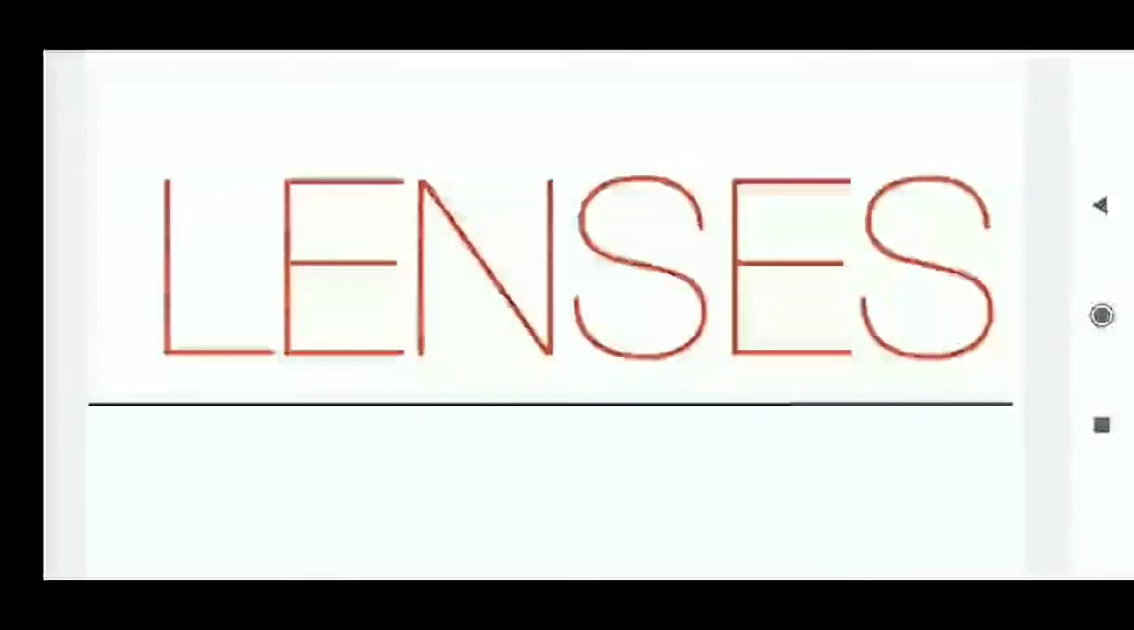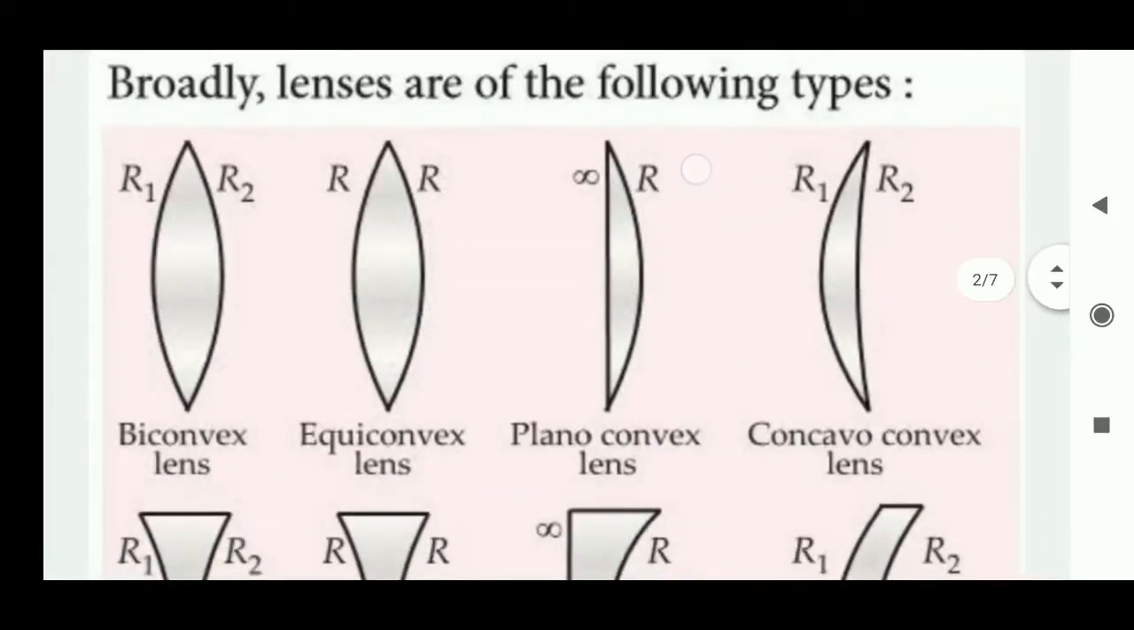In this video, we will see about lenses. First, we'll see about different types of lenses. Here you see the convex lenses, and the first one is biconvex, and there are different radii of curvature, that is R1 and R2. And the second one has the same radius of curvature on both sides. That is what we call an equiconvex lens.